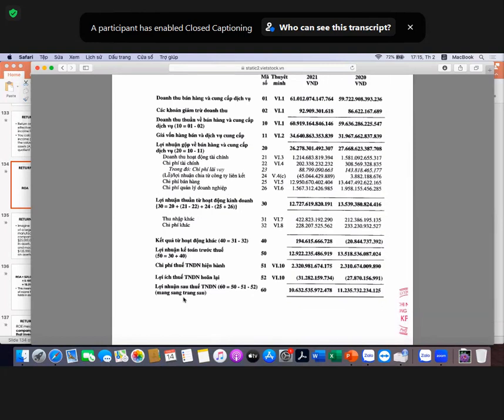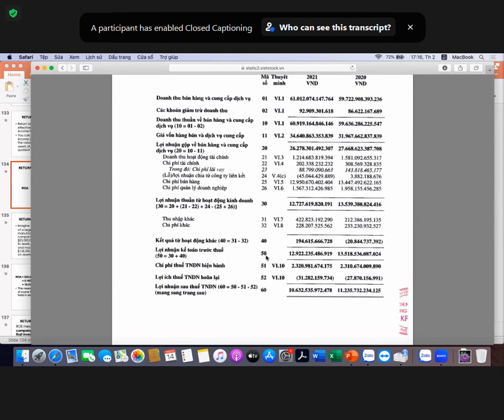Code 60. Yeah, 60. Now, what is the EBIT code number? Code number 50. Yeah. So here you have to take the figures from code 60 divided by the code number 50.